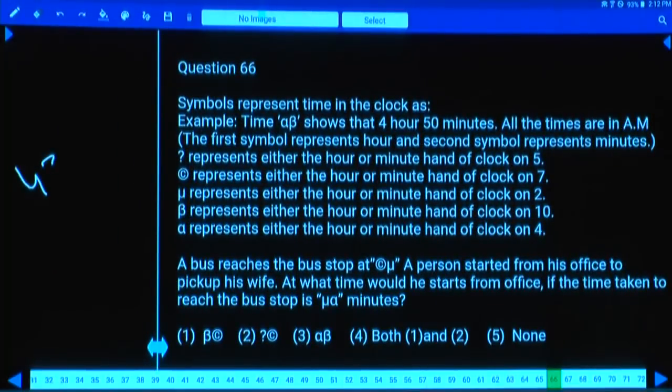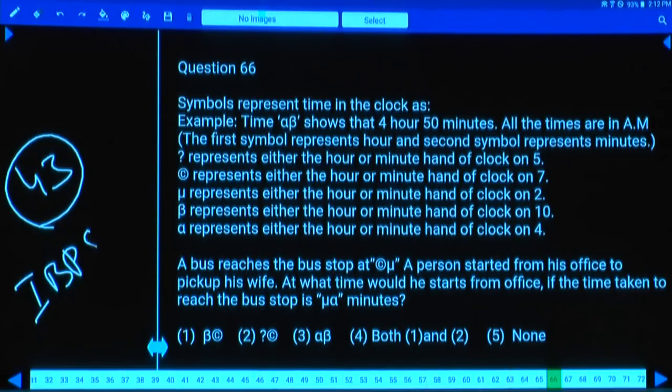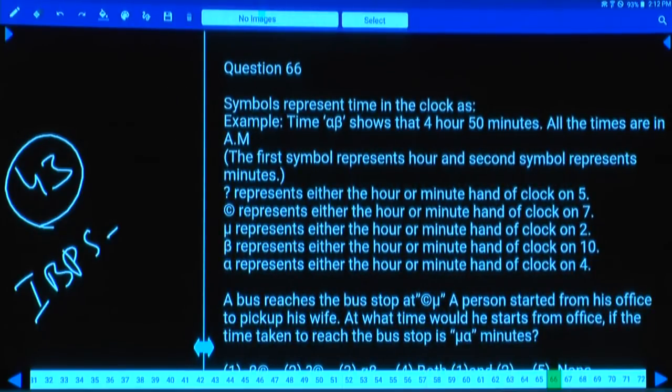Paper number 43, question number 66 to 70. Now question number 66 to 70, read out these 5. Shall I explain this one or not required? Now 66 to 70, IBPS 2016, PO Type 2. These are the questions given in 2016 IBPS PO Type 2.